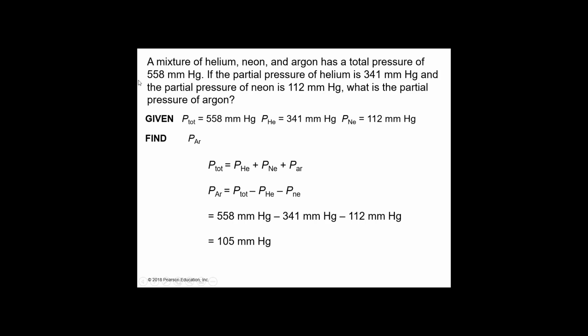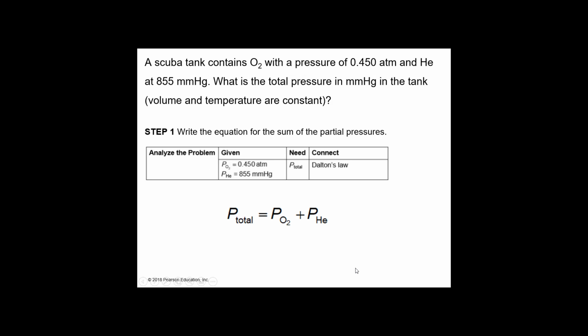So we take the formula that we have here. So we have a partial pressure of helium, neon, and argon. And now we can start plugging in the values that we have, and we solve for argon. So we have our total, which is right here, and we have our partial pressure of helium, which is 341, and then we have our partial pressure of neon, which is 112. That will tell us that our partial pressure of argon is 105 millimeters mercury through the subtraction from the total of the system. So let's do another one.